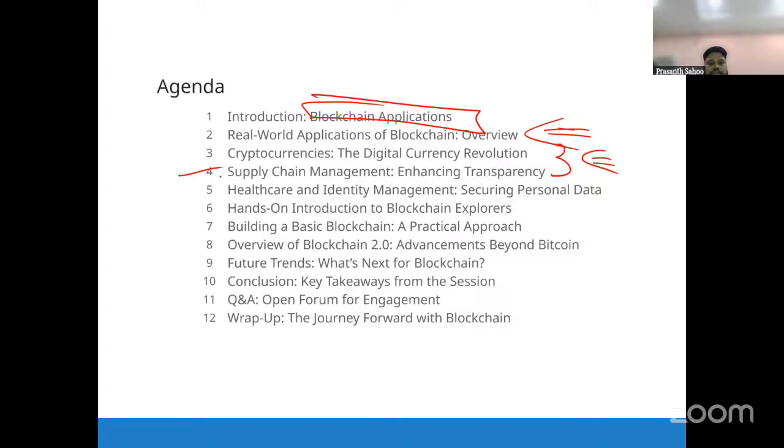Then we will be looking into supply chain and healthcare. And then I will show you how a blockchain explorer works, where you can see the Bitcoin transactions, and we will discuss what its significance is. And then we will see how blockchain 2.0 is going to evolve, that is your central bank digital currency. What are the different ways in which we can advance our blockchain technology to the maximum extent? That's something we are also going to look into. And then finally, the future trends and conclusion.